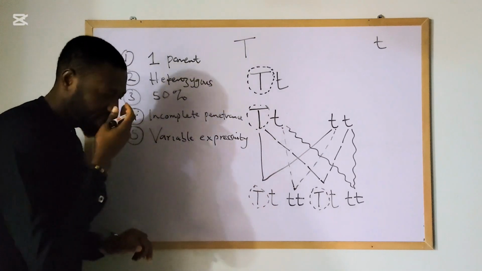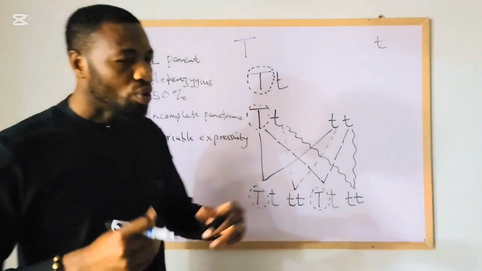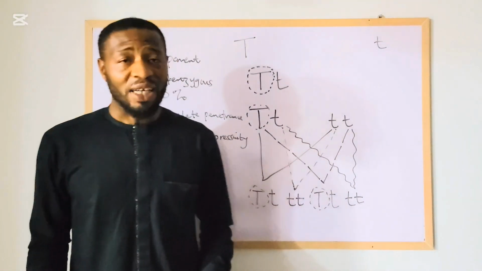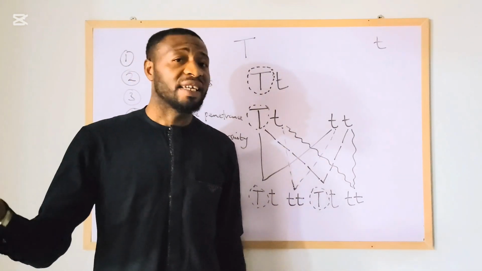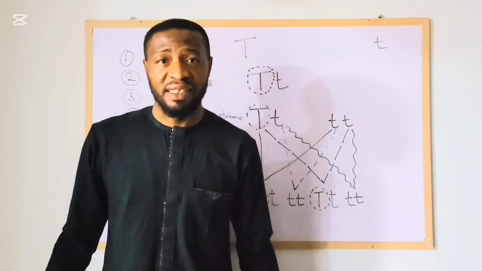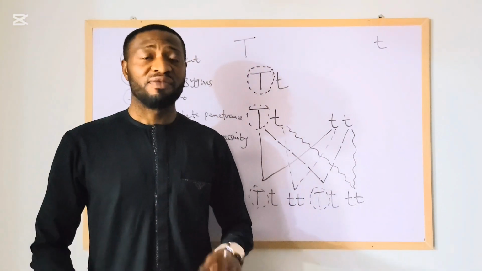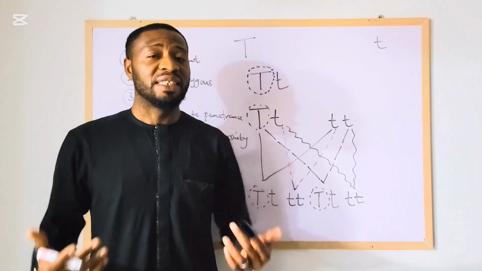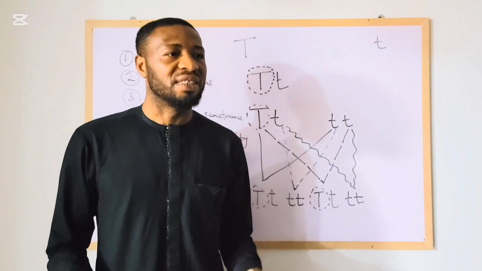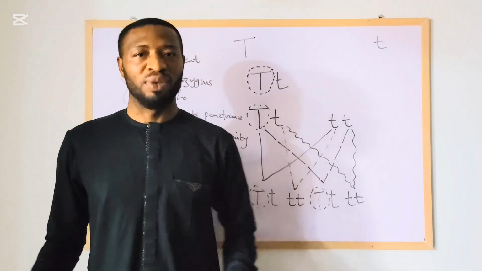What variable expressivity is, is that those who manifest the disease actually have different clinical features. Some have severe clinical features, some have very mild clinical features. Okay, the clinical features vary. That is what variable expressivity is. It simply means that the expression of the disease varies among the population.